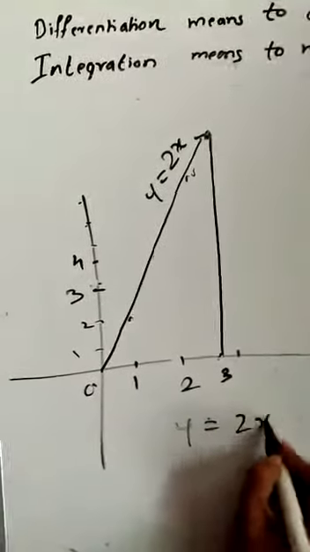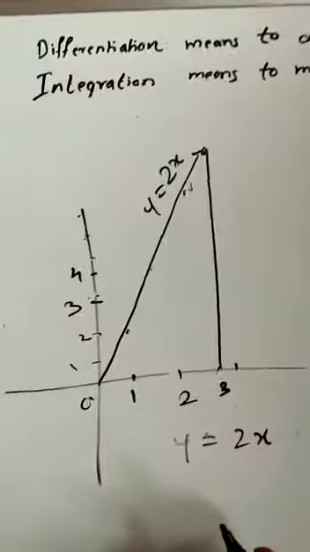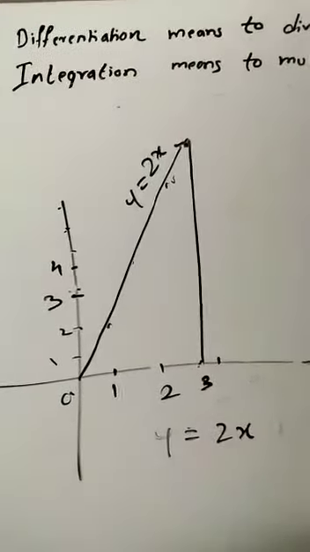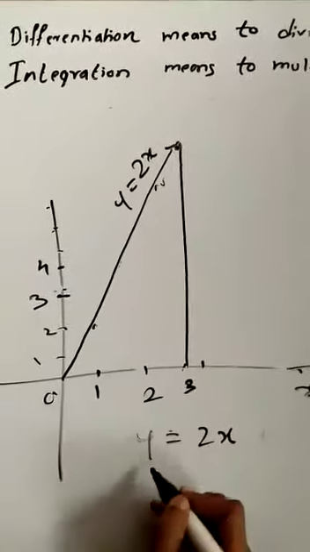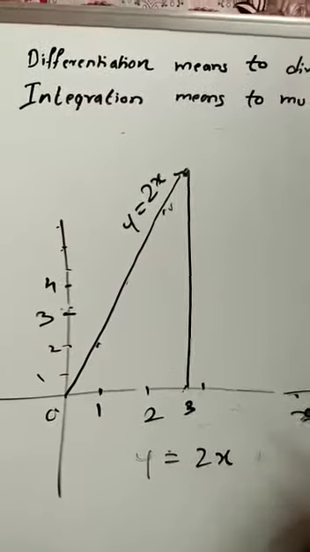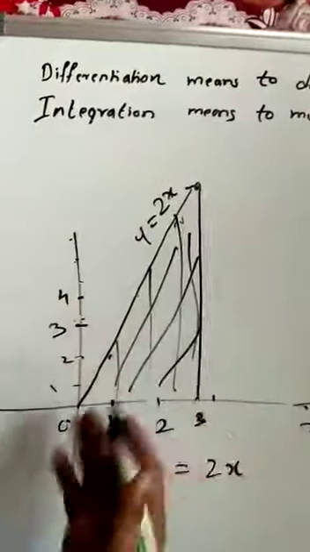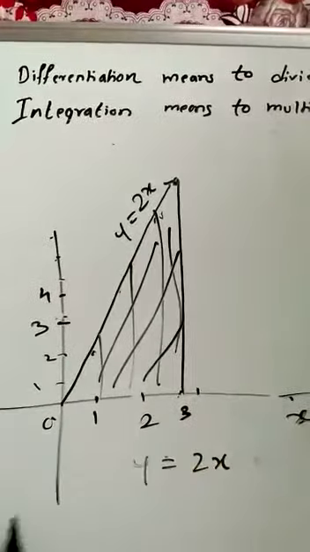integrate y equals 2x, integrate means to multiply how much? Okay, then I want to multiply it up till, let us take 3. So I have that. What should I get after integration? I should get this area, right? Because integration means multiplication. Now you cannot multiply this area directly because this is a variable.